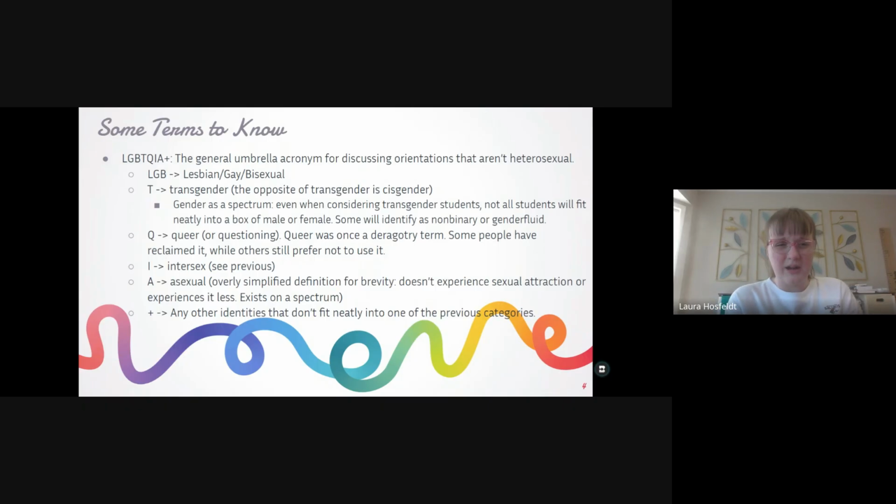I is intersex, we've already hit that one on the last slide. This is the most simplified version of the A you're ever going to get, and I'm sorry, but it's just for brevity's sake. The A stands for asexual. Generally speaking, that exists on a spectrum, but it's for people who don't necessarily experience sexual attraction. Aromantic would be for people who experience attraction, but maybe don't have romantic feelings. That falls in that spectrum there. And then the plus sign stands for any other identities that don't neatly fit into one of those categories, of which there could be many.